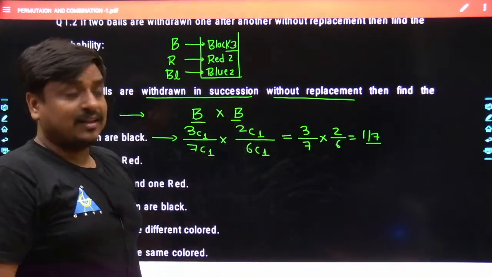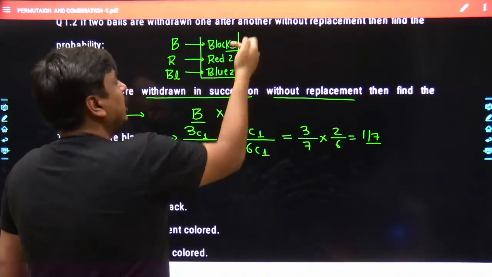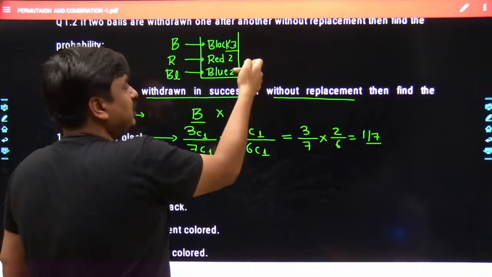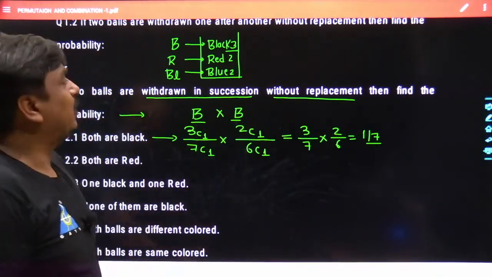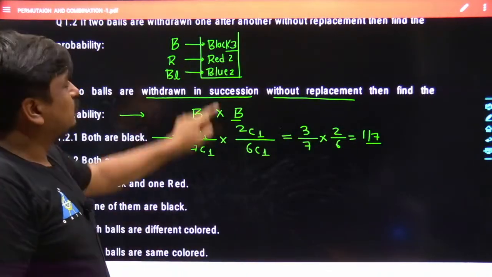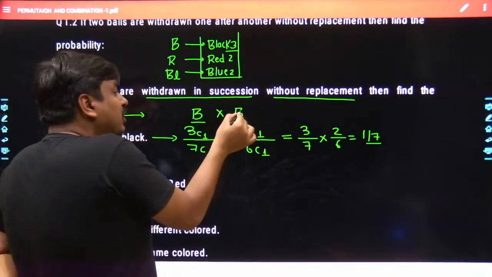The case is without replacement. And if it is discarded, may I know what would be the structure of this box now? The number of balls earlier were 7, now reduced to 6. That's the first thing. And may I know where the major reduction had come? That reduction had come from the black. So the number of black balls left out is precisely 2. So now again I want a black ball.